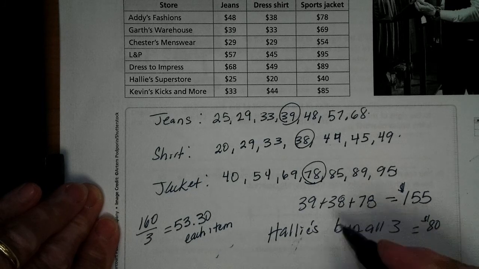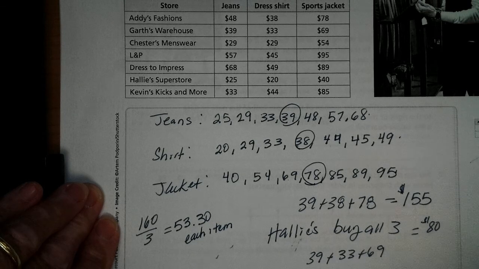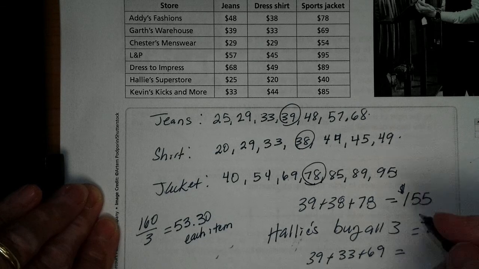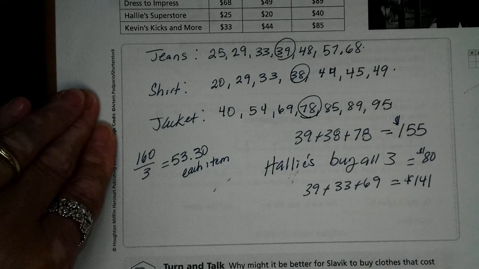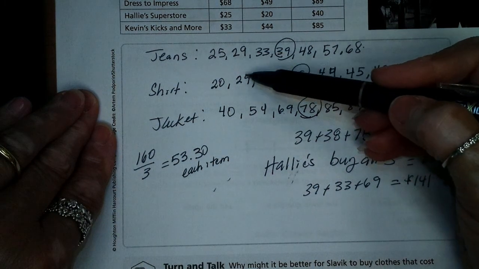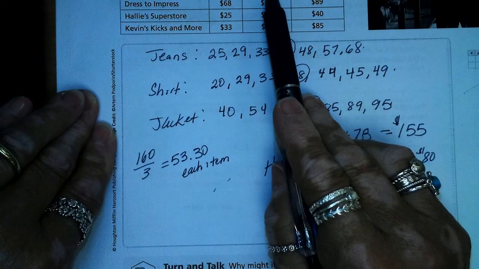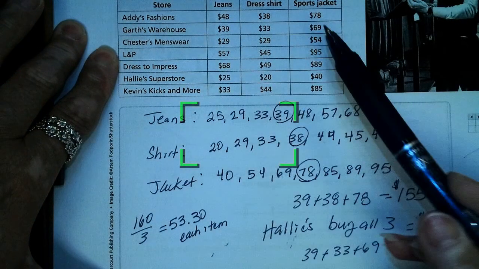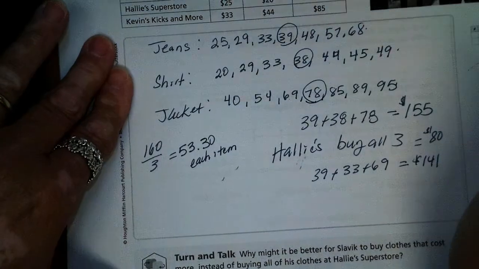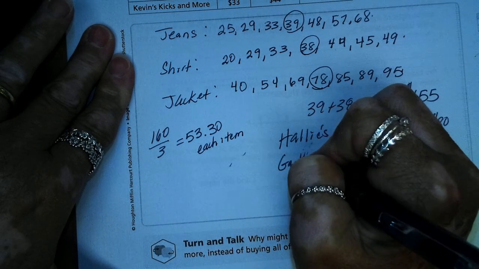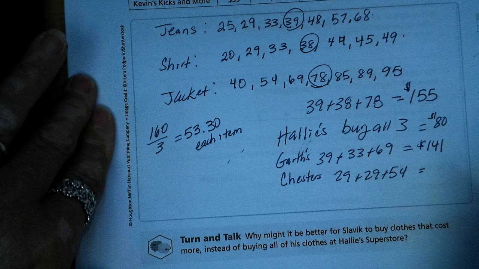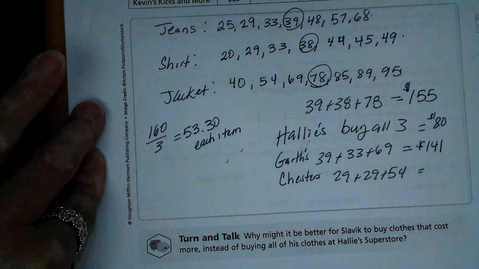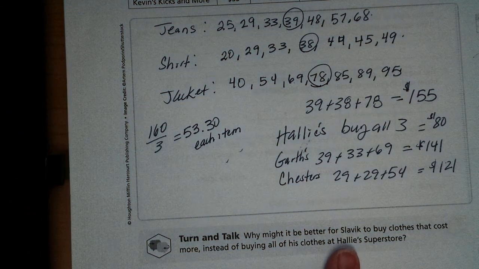Mm-hmm. So let's see, because 39, 38, 39, 33. 33 falls under 38, and 69 falls under 78. Yep. So as long as the 3 numbers combined fall under the... Yep, so that would give me 141. Well, sorry, Gia, I have to look at the numbers to write them down. Okay. So, yeah. So, and then what is this 29, 29, and 54? That one's not. So here's 29. Yeah, so even Chester's, right? 29, 29, 54. It's all right here. Okay? So there are a few stores. This was Garth's. This was Chester's. So like Miss Capel said, any of those numbers that fall below the median would work. Okay?